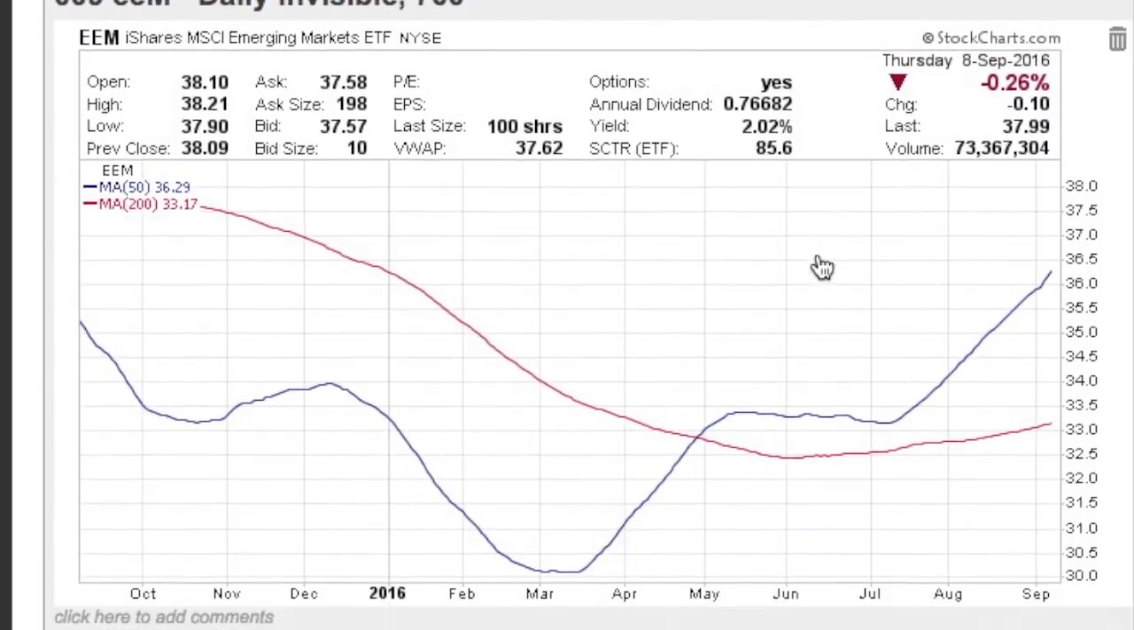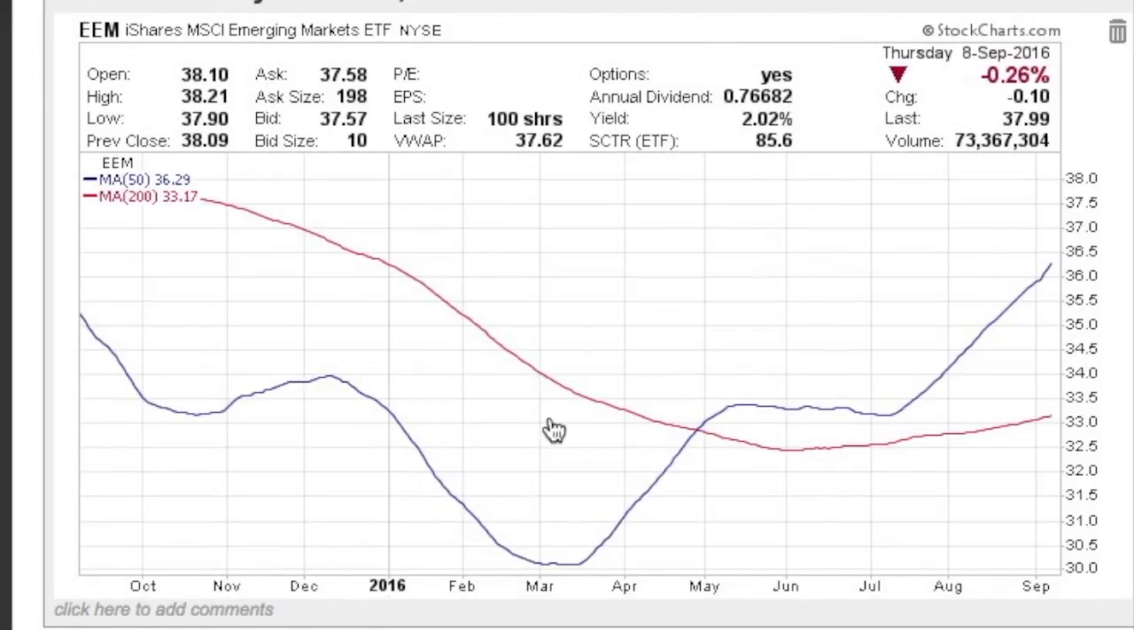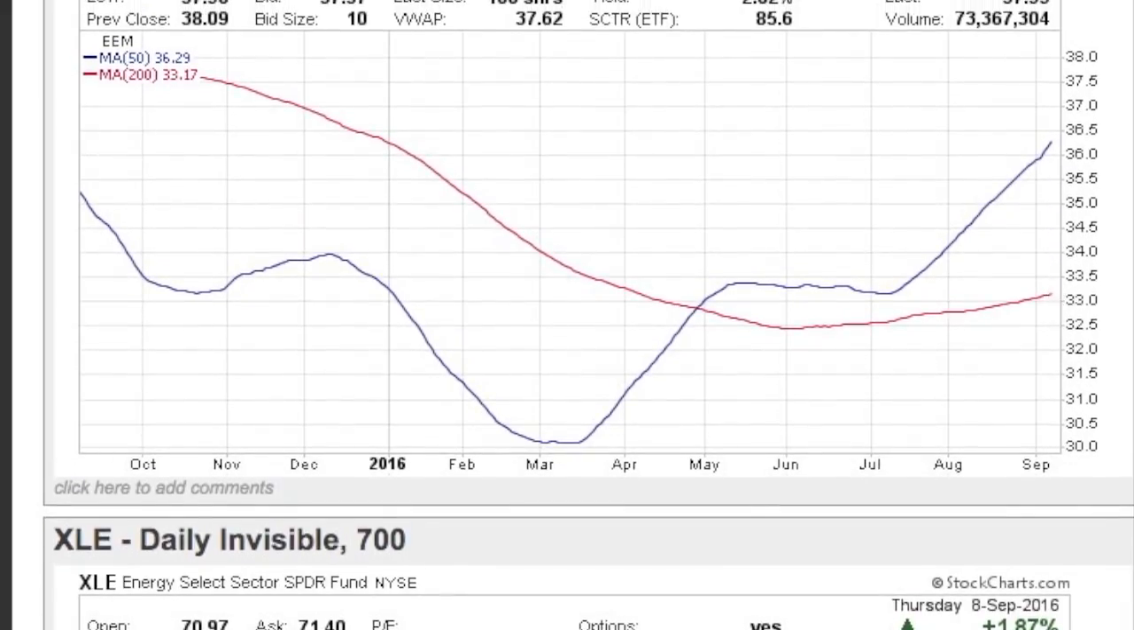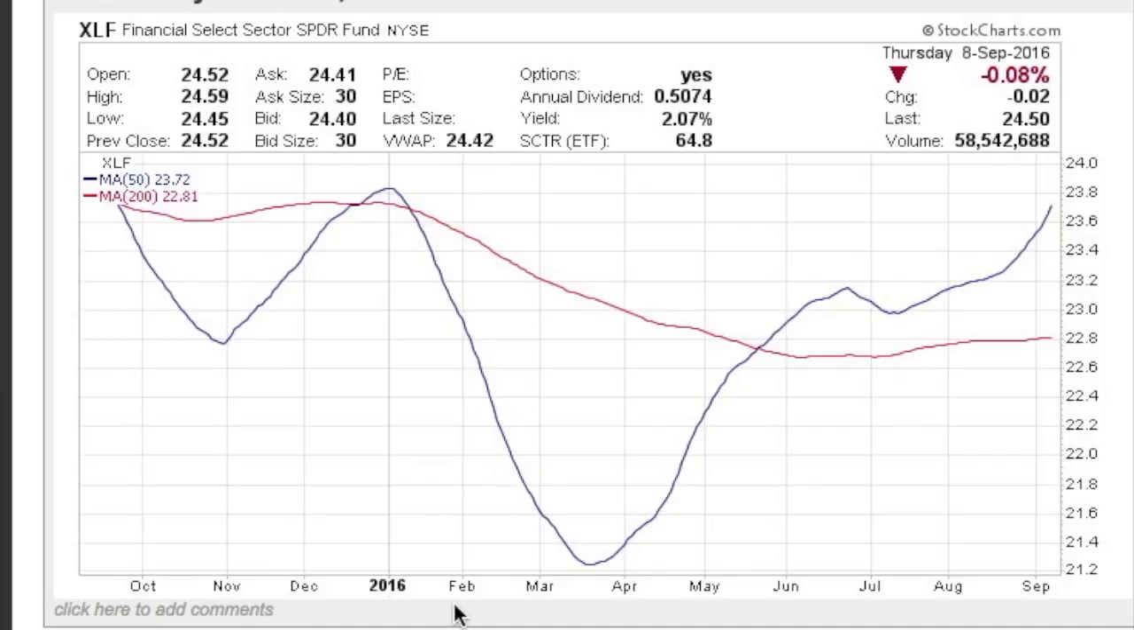Now, here is emerging markets. This would be China, Latin America, and so forth. We're seeing a bullish look there. And then finally, let's look at the financials. You can see that they're starting to improve as well.